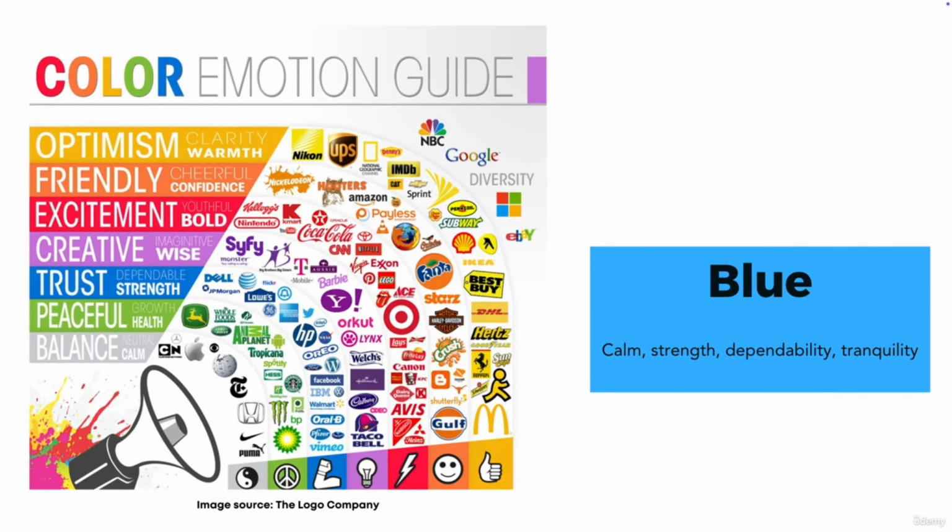Then we've got blue, which is a calming color that conveys feelings of strength and trust. And so technology brands like Dell, IBM, Intel, and Facebook all leverage and take advantage of this kind of vibe. So a lot of tech companies will often use the color blue for this specific reason.